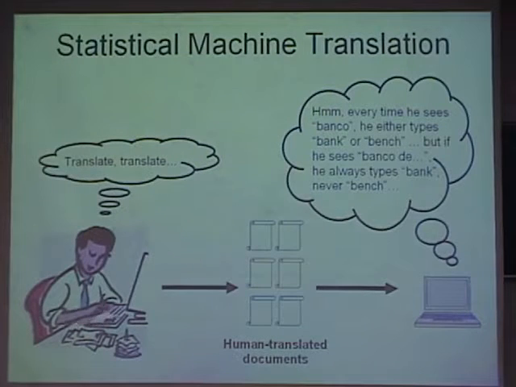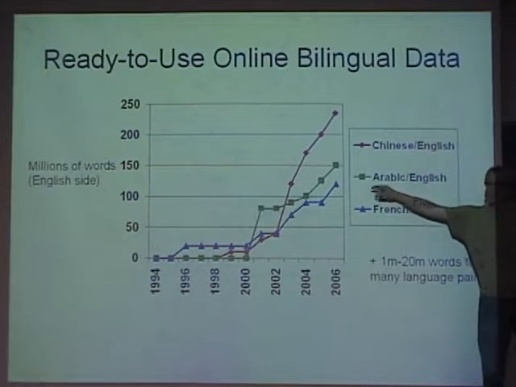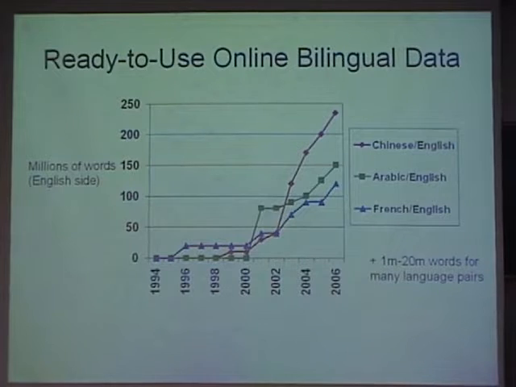The human translated documents get fed in the machine. The machine learns things, and this is driven by, well, by a lot of things, but it's driven a lot by the amount of bilingual material that's online. So for Chinese English and Arabic English, there's plenty. And it's still growing. And for a lot of language pairs, you can get millions or hundreds of millions of words of parallel material, and for many, many language pairs, you can get millions of words of parallel training material to feed to the machine.